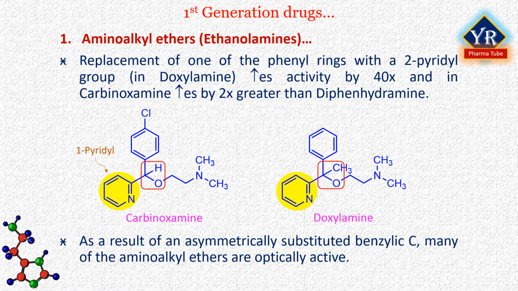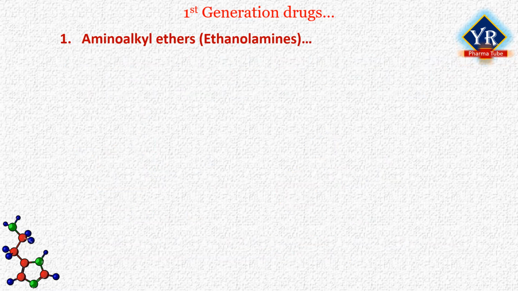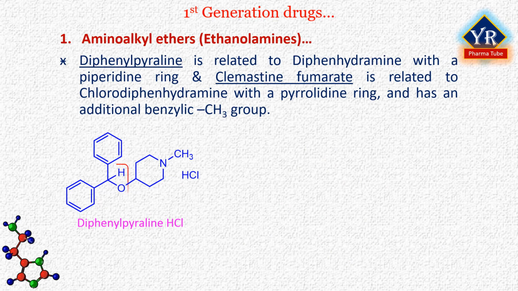As a result of an asymmetrically substituted benzylic carbon, many of the aminoalkyl ethers are optically active. Most studies indicate that the individual enantiomers differ significantly in antihistaminic activity, with activity residing predominantly in the S enantiomer. Diphenylpyrrolene is structurally related to diphenhydramine with the aminoalkyl side chain incorporated in a piperidine ring. It is a potent antihistaminic drug and the usual dose is 2 mg 3 to 4 times a day.